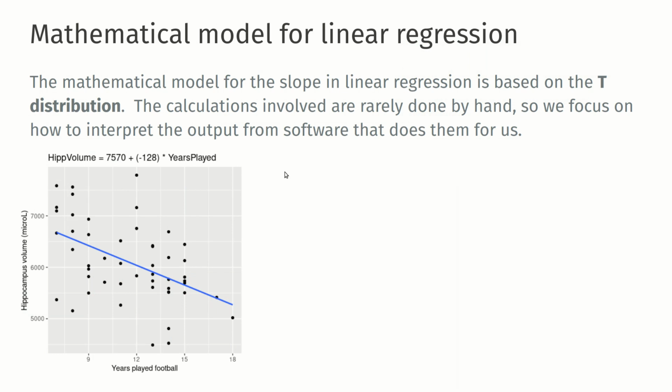Now, there is, of course, a mathematical model as well, not just simulation, for doing inference for linear regression. And in fact, the mathematical model for the slope in linear regression is based on our old friend, the t distribution. Now, the calculations involved are basically never done by hand. So what I'm going to run through for the next couple minutes is how to parse the output from statistical software that would do them for us, and we'll get more experience with this in our lab next week.